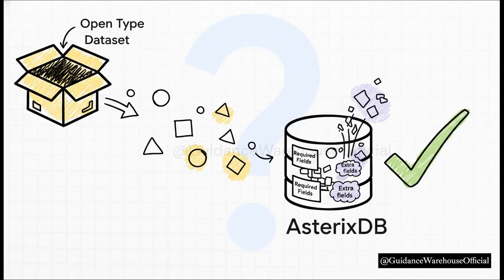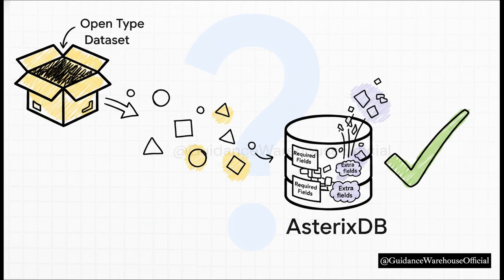Time for a quick check. What do you think happens if an open-type dataset receives an instance of data with totally unexpected extra fields? Does it throw an error? Does it just discard the data? No way! AsterixDB happily accepts it. It stores your required fields using highly optimized metadata, and then it just stores those unexpected extra fields directly within the individual data instance itself.